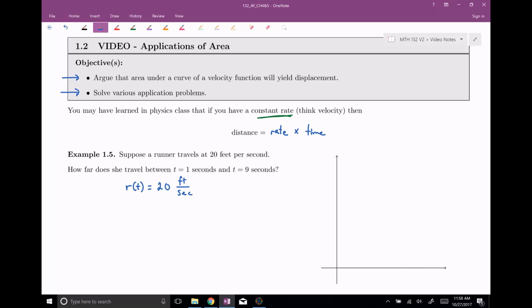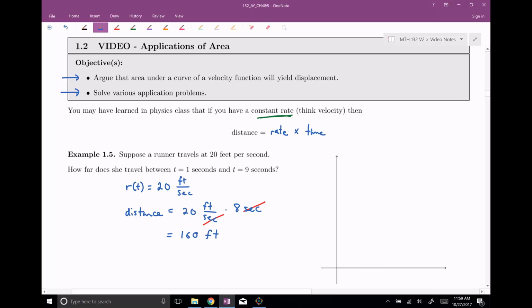So in this case, if you want the distance, this is going to be equal to the rate, 20 feet per second, times the number of seconds that she was running for. So in this case, times 8 seconds. And so we can see that the seconds in the numerator and the seconds in the denominator perfectly cancel out, and we're left with 160 feet. So this is how you may have solved these problems before.